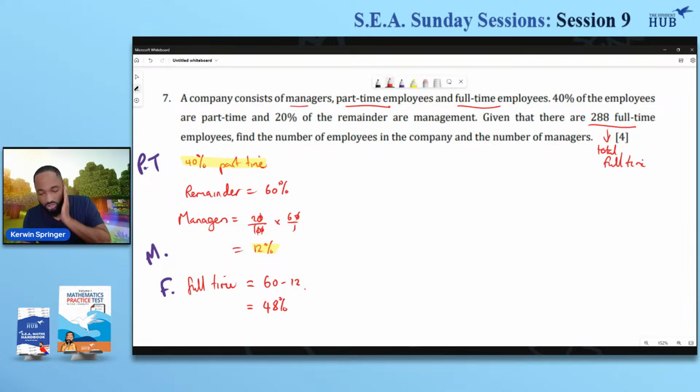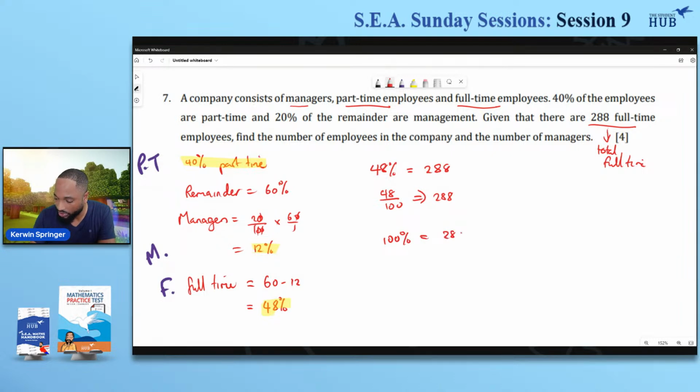48%. So now we have how much the full-time represent. And we know that 48% is equal to 288. So finding for 100%, you multiply by the reciprocal, I could say 48 over 100 is recognized as 288 employees. So finding the number of employees in the company, for the 100%, you multiply by the reciprocal.